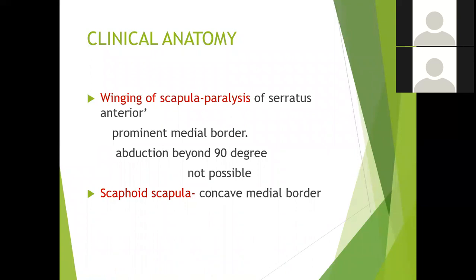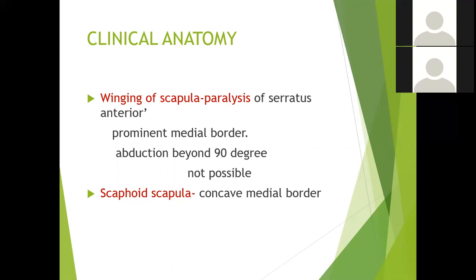So now we are coming to the clinical anatomy of the scapula. Very, very important clinical anatomy in the scapula is winging of scapula. Winging of scapula occurs because of paralysis of serratus anterior. How does this paralysis occur? The paralysis occurs because of injury to the nerve supplying the serratus anterior. We all know that the nerve supplying the serratus anterior is the nerve to serratus anterior, or nerve of Bell, isn't it? Or long thoracic nerve. So if it is injured, it will lead to paralysis of serratus anterior.